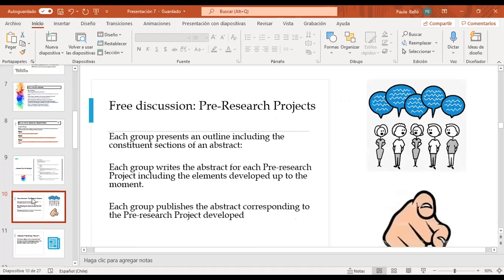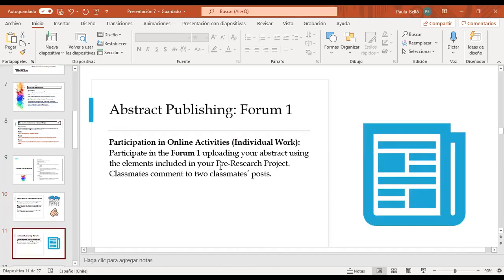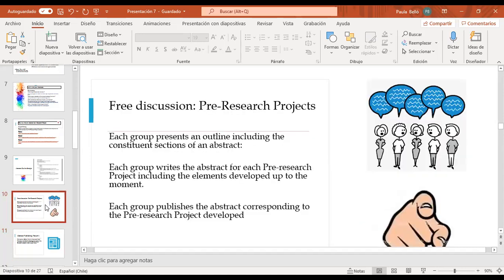So this is your time now to share your outline as you have it. Aunque esté incompleto el outline, lo pueden compartir para que veamos. Then you will write the abstract again. Cada uno de los abstracts lo van a volver a escribir y a subir al foro. Forum 1, remember. So publish again, a new abstract. You write a new title, a new abstract, and you upload it again. This is what you will be doing this afternoon. It's short to write, so it doesn't take so long.